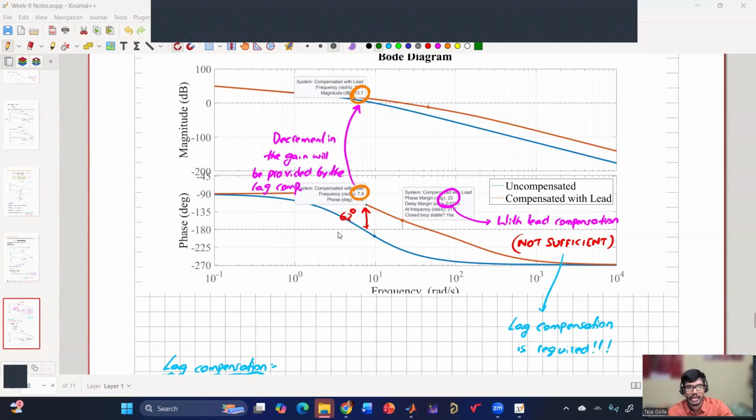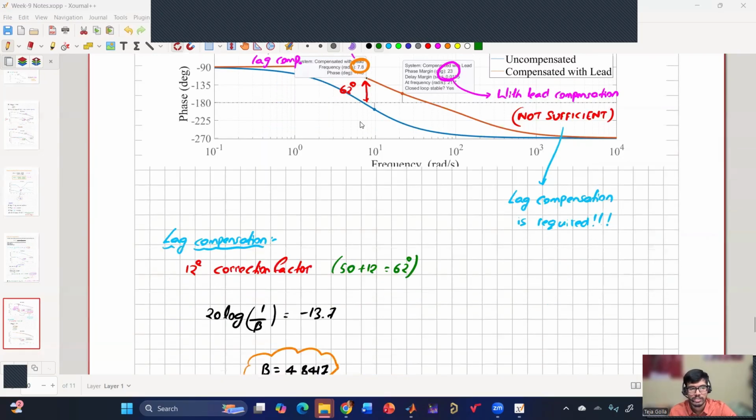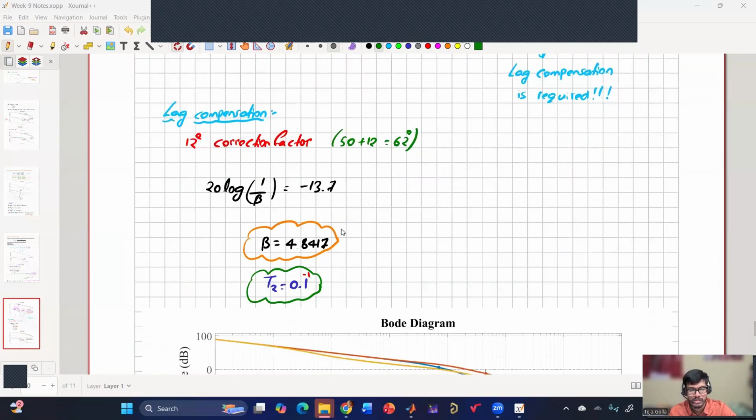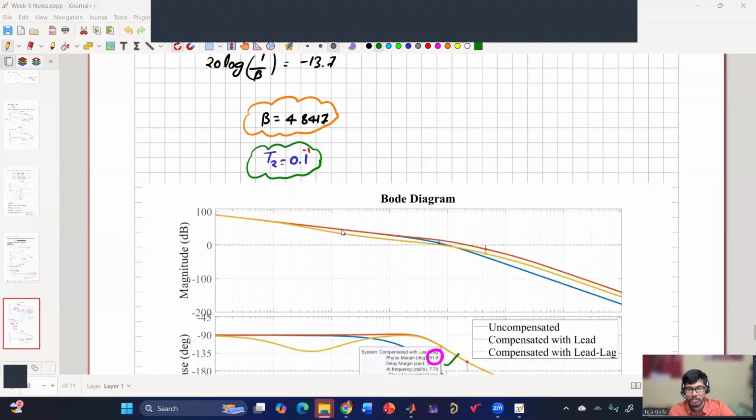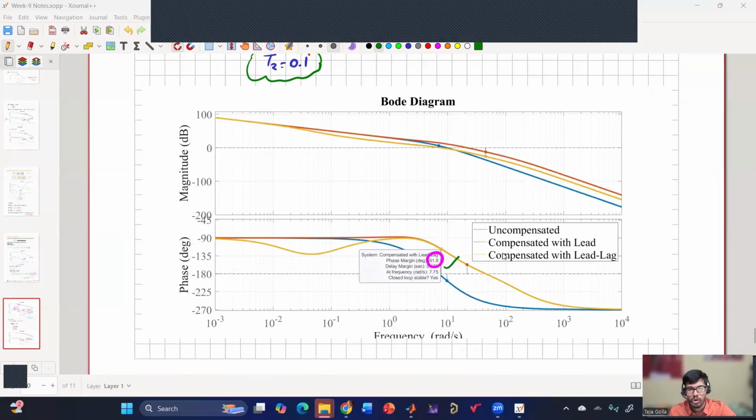So targeting a correction factor of 12 degrees, overall 62 degrees, I choose this frequency to be my new gain crossover frequency. For that, I have the planned gain to be 13.7. So now my lag compensator will provide a negative gain of 13.7. So this will become 0 dB at my new gain crossover frequency. So 20 log 1 by beta is minus 13.7. I got my beta, and T2 to be 1 by 0.1. I got the overall compensation, and then I have seen that the phase margin is 61.8 degrees.